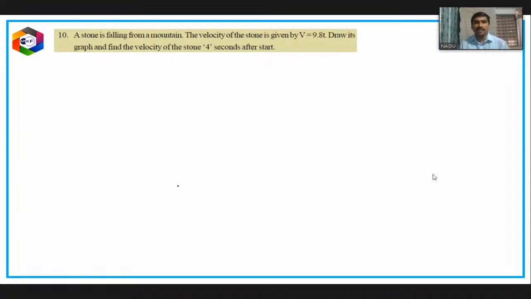A stone is falling from a mountain. The velocity of the stone is given by v equals 9.8 t. Draw the graph and find the velocity of the stone 4 seconds after the start. So this is the kinematics equation, that is the first one. Observe children here. Here the equation itself is given. In the previous questions we have developed the linear equation.